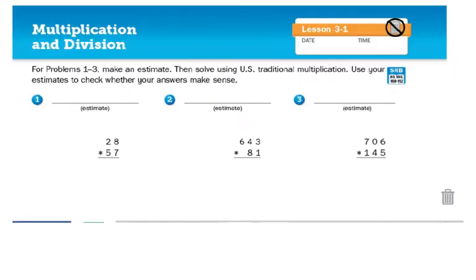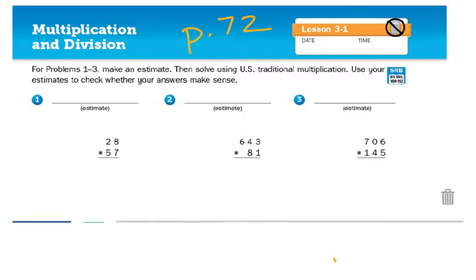All right, let's move on to page 72. We're just going to do a little bit of review with multiplication and division. We'll just do 1 problem of each. So it says for problems 1 through 3, make an estimate, then solve using U.S. traditional multiplication. Use your estimates to check whether your answer makes sense.